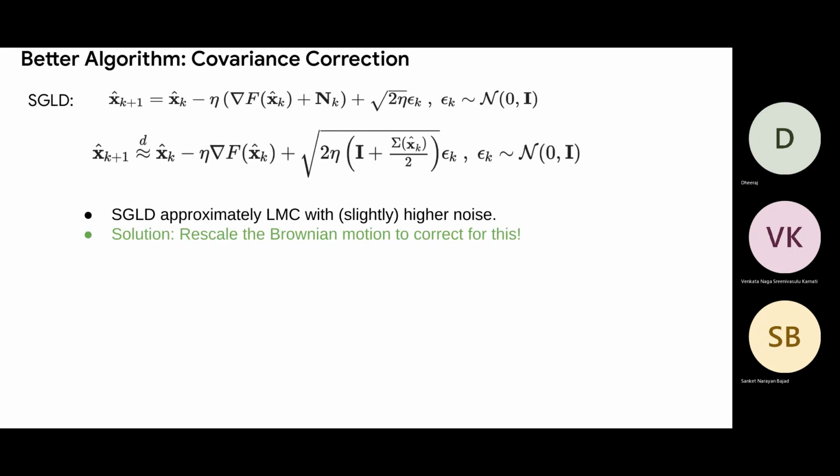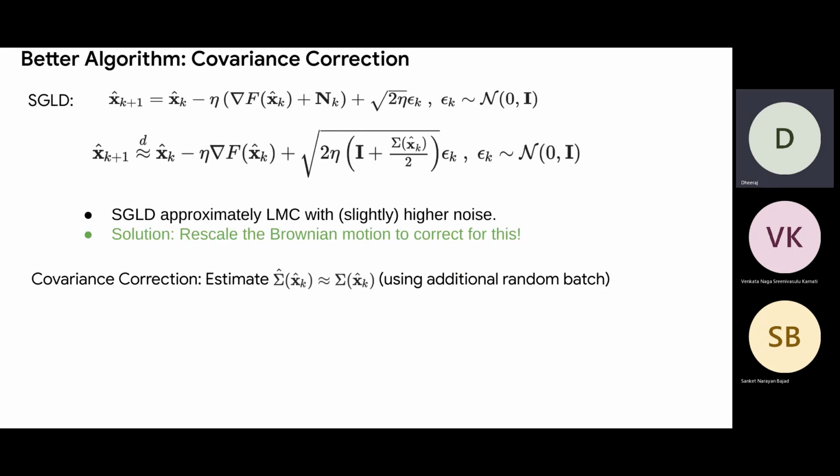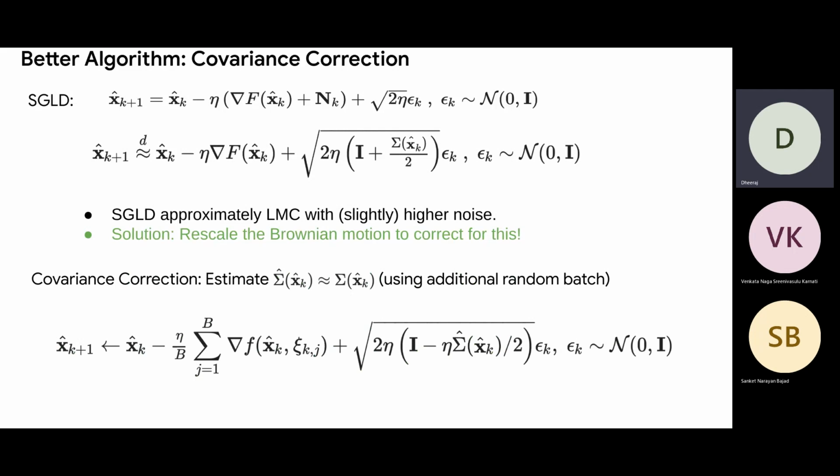Okay. So we will rescale the Brownian motion to correct for this. We expect to add a Gaussian noise of a certain covariance. We estimate the covariance and just subtract that much Gaussian noise. How do we do this? It's called covariance correction. You take an additional random batch and estimate this covariance sigma of xk by sigma hat of xk. Then what you get is something like this. This introduces a Gaussian error, but you already subtracted it from the Brownian motion by rescaling. So this would hopefully cancel out whatever you are trying to add, and it will be closer to what you wanted it to be.